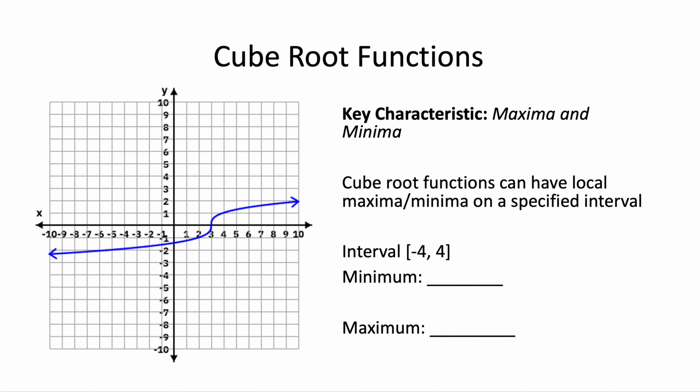So when we're talking about maxima and minima of a cube root function, we're going to look at a specific interval. So if we look at the interval from negative 4 to 4, I'm just going to draw in these boundary lines, we can look for the minimum and maximum y values. Remember, minima and maxima refer to the y values. So the lowest y value is going to be right here. So the minimum is going to be negative 2 at x equals negative 4. And then it'll have a maximum y value of 1 at x equals positive 4.